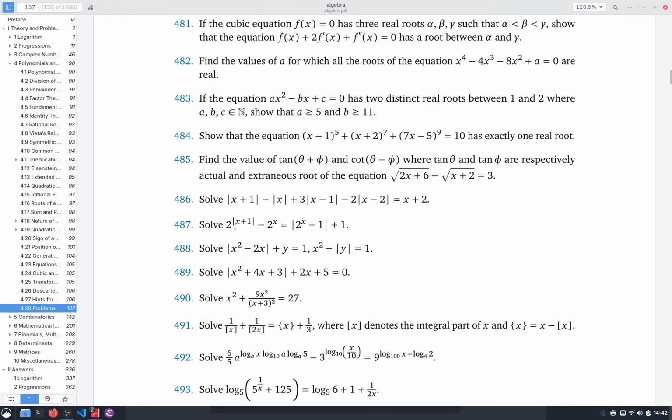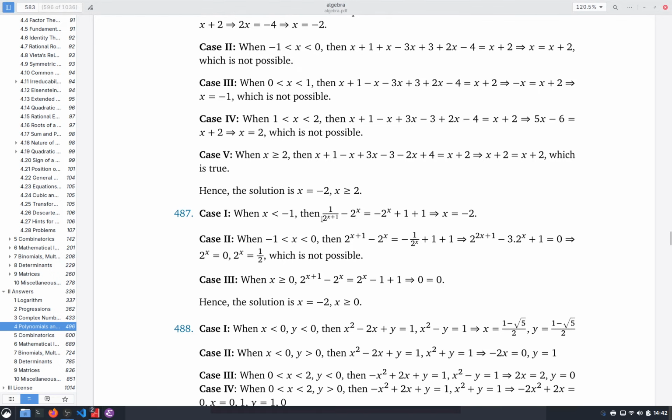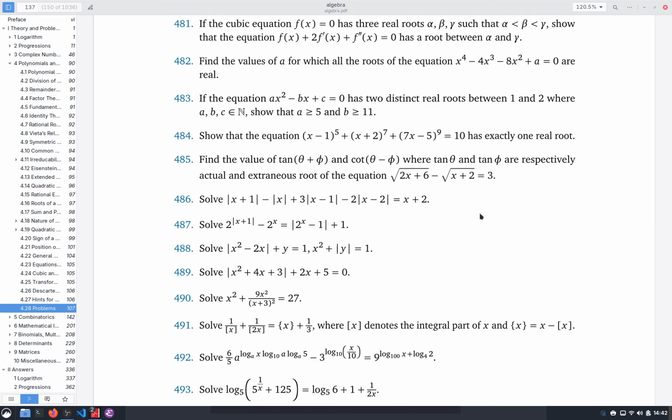Now we move on to question 487. We have to solve 2^|x + 1| - 2^x is equal to |2^x - 1| + 1. So we take the case when x is less than -1, so |x + 1| will be negative, so the equation becomes 1/2^(x + 1) - 2^x is equal to -(2^x - 1) + 1. So we get x is equal to -2.